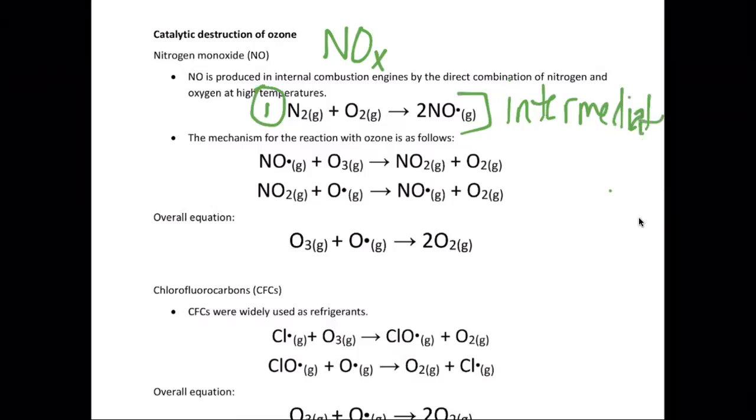It's called an intermediate because, as you're going to see, it's going to be used up in the next reaction and then remade again. So anytime you produce something and then use it in the next step in the reaction, that's called an intermediate, okay?